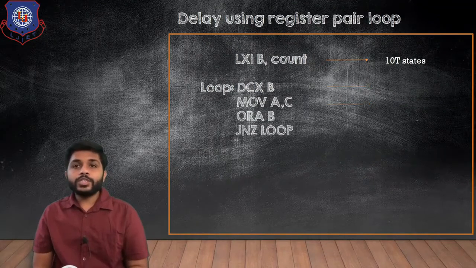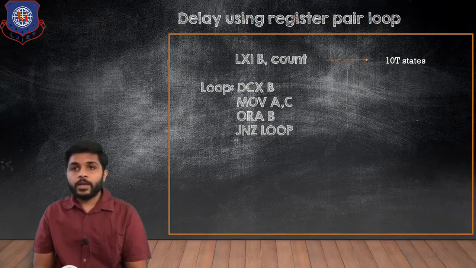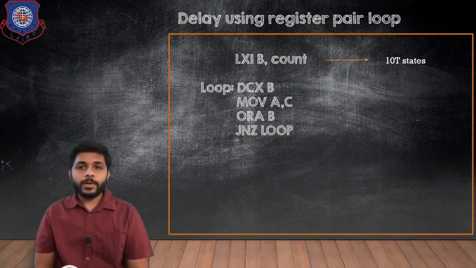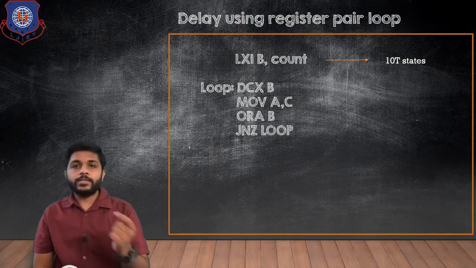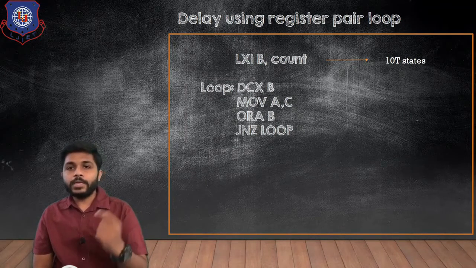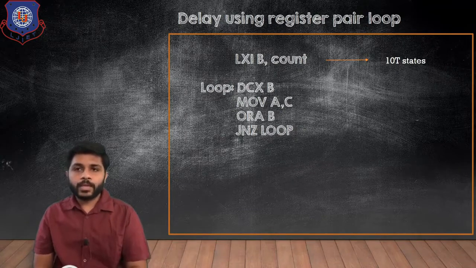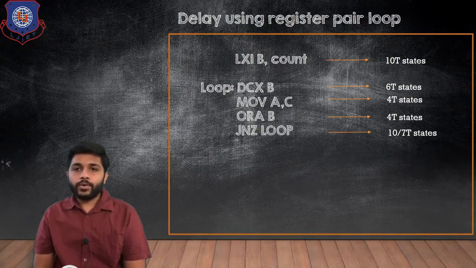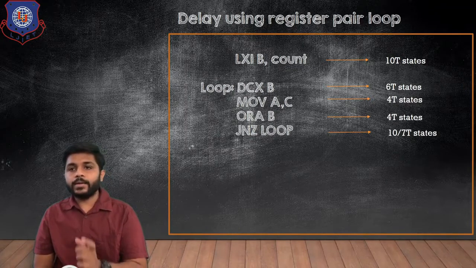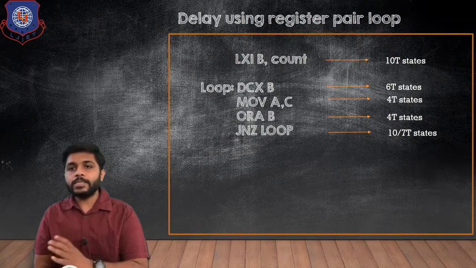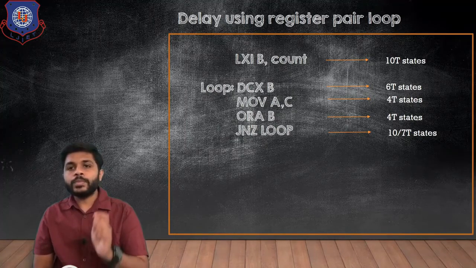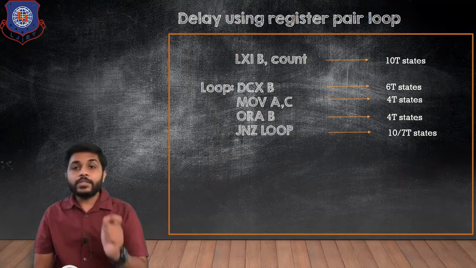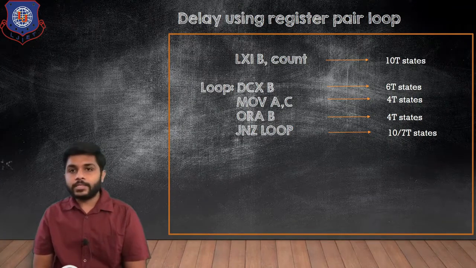Now let's see how we can generate delay using the register pair. Again, this is the program for the register pair. The first instruction is LXI B count, then there is DCX B, MOV A, C, ORA B and JNZ loop. Let's see the T states for each instruction. LXI will take 10 T states, DCX will take 6 T states, then MOV will take 4, ORA will take 4 and JNZ will take 10/7. We know that 10/7 means if the JNZ condition is true, it will take 10 T states, and if this condition is false, it will take 7 T states.